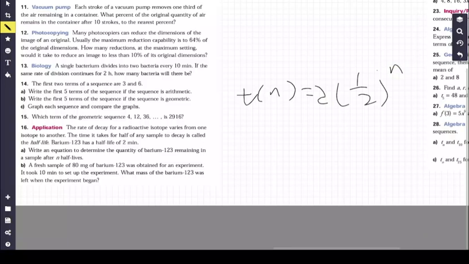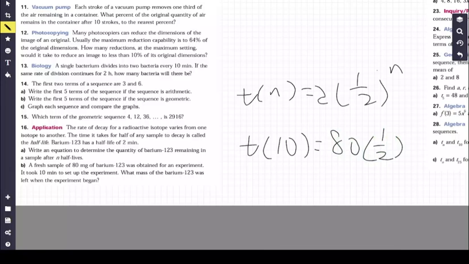And B is where we plug in some real numbers. A fresh sample of 80 milligrams of barium 123 was obtained from an experiment. It took 10 minutes to set up the experiment. So what mass of barium 123 is left when the experiment began? So 10 minutes has run. So Tn, 10 minutes, and our A was 80 milligrams, and we're going to do 1 over 2.